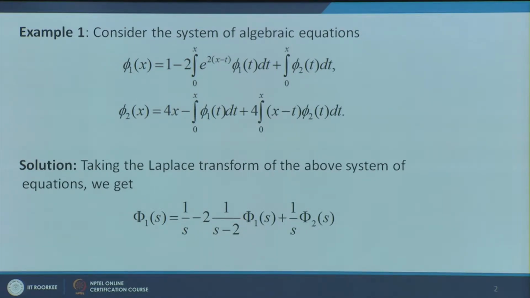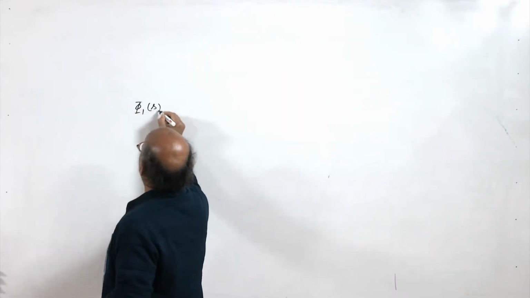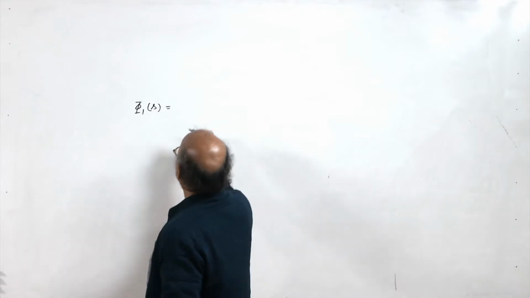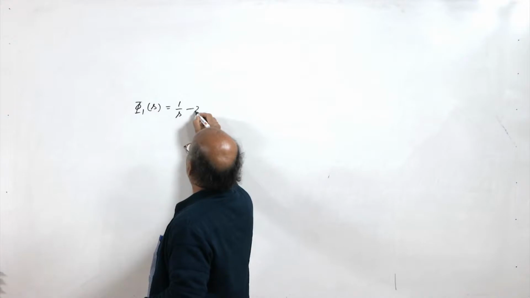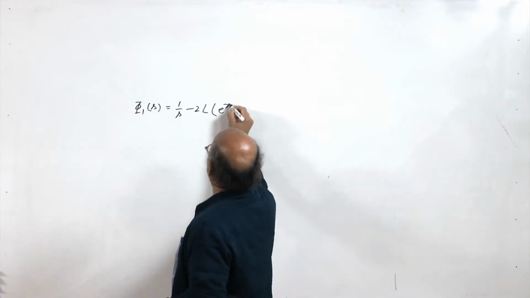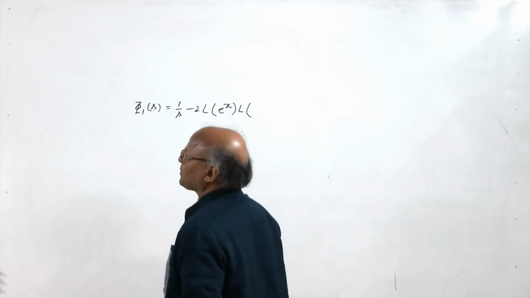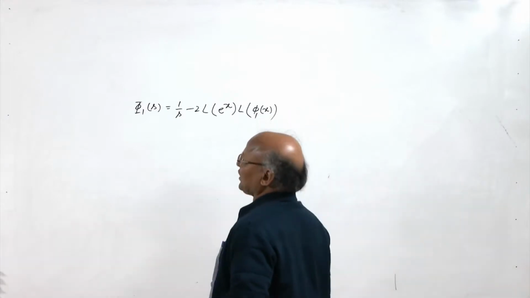So, as we discussed in the previous lecture, let us take the Laplace transform of both of these equations on both sides. When we take the Laplace transform of the first equation, we get phi 1 s equal to Laplace transform of 1, which is 1 by s, minus 2 times Laplace transform of e to the power x into Laplace transform of phi 1 x plus.